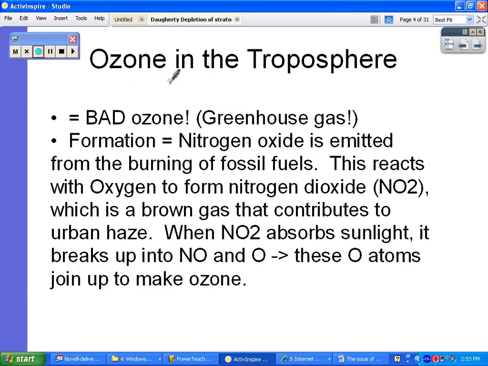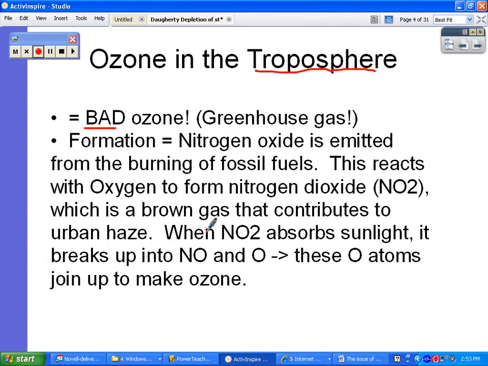Okay, so as we just said, ozone in the troposphere where we live is very, very bad. It's actually a greenhouse gas, and it's what we also know as smog. Just to review how ozone in the troposphere would be formed, you would have nitrogen oxide that's given off when we burn fossil fuels. That's going to react with oxygen to form NO2. And again, that's going to create this brown, hazy gas in the air.